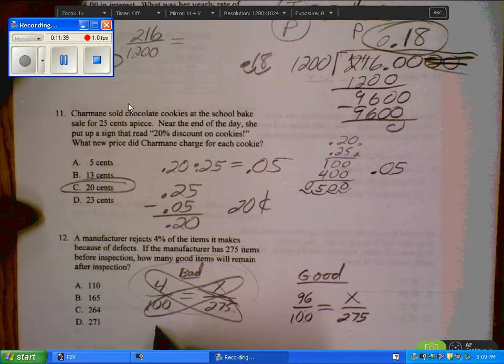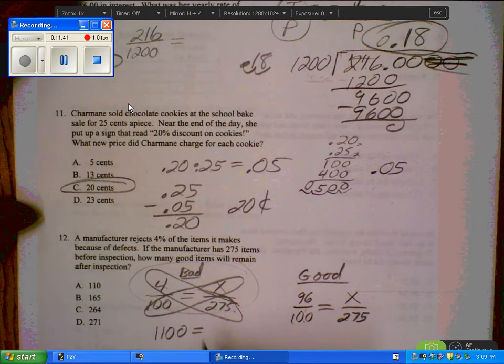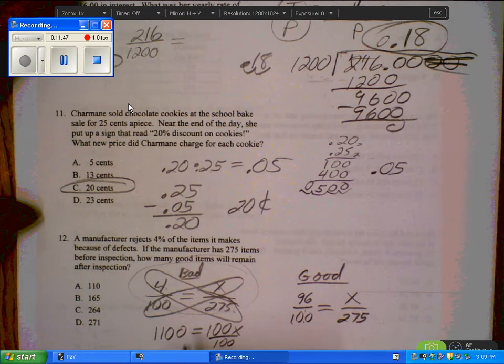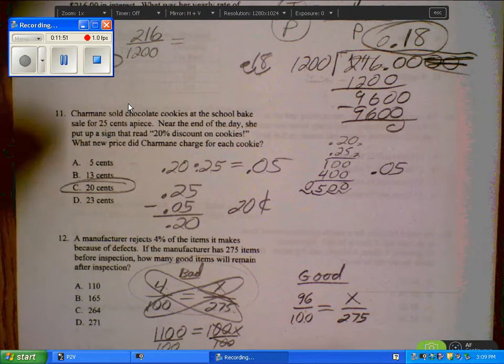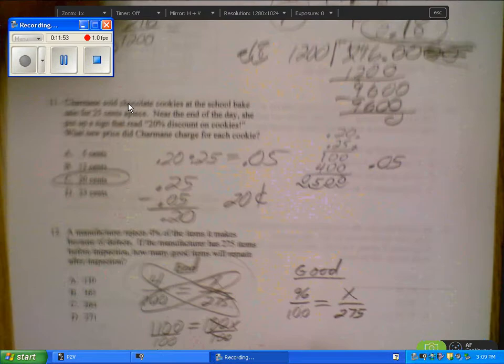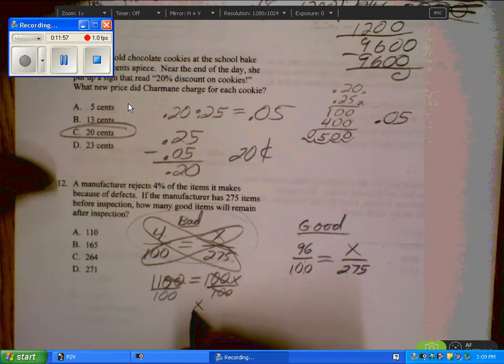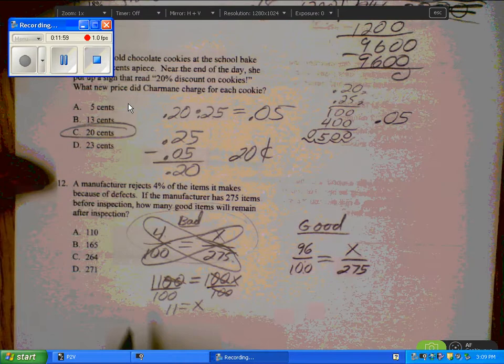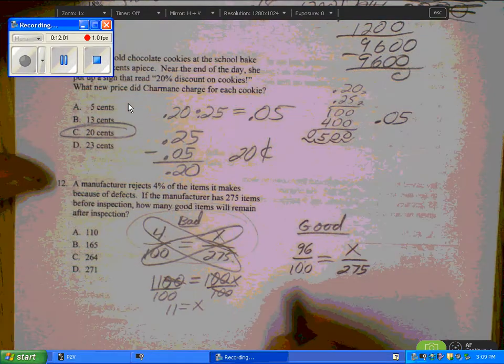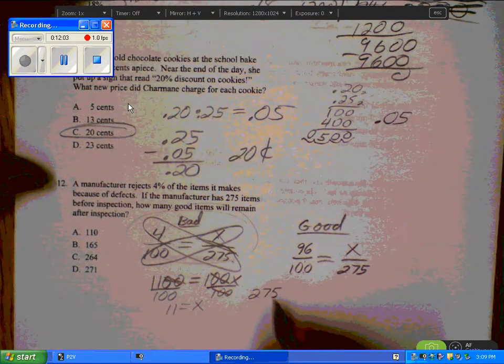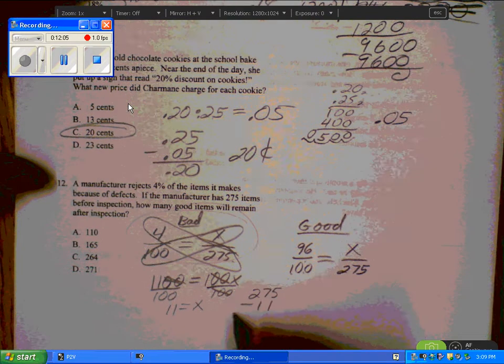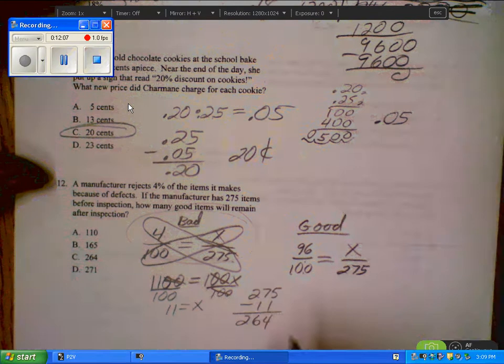4 times 275 is 1100. 100 times x is 100x. Divide both sides by 100. Whenever you divide by 100, you can just take away these 2 zeros, so you end up with x equals 11. That means there were 11 bad items. Then we just go back and take the 275 minus the 11, and you get 264. We're good.